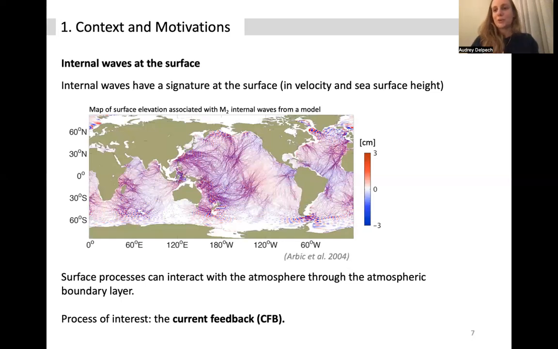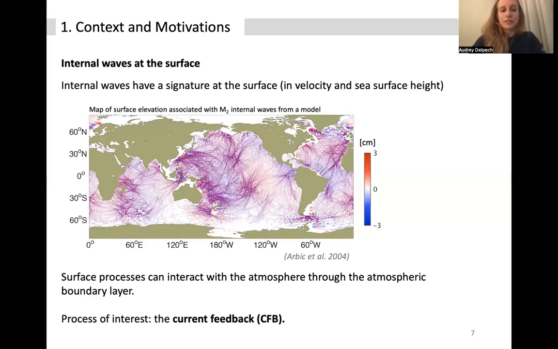Although they're called internal waves, those waves have a surface expression. They have a surface signature, both in sea surface height and also in velocity. Here you have a global map showing the surface elevation associated with the M2 internal wave. It's coming from a model, but you can see that those waves are present in all oceans with some generation hotspots, such as French Polynesia or the Hawaiian Ridge here.